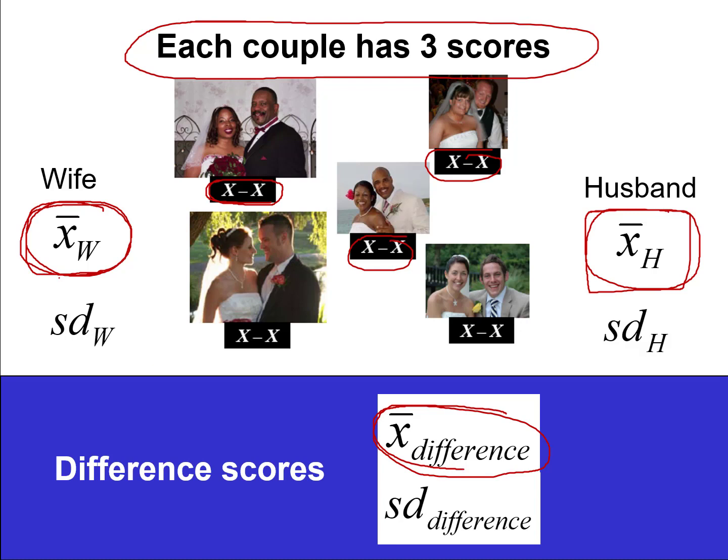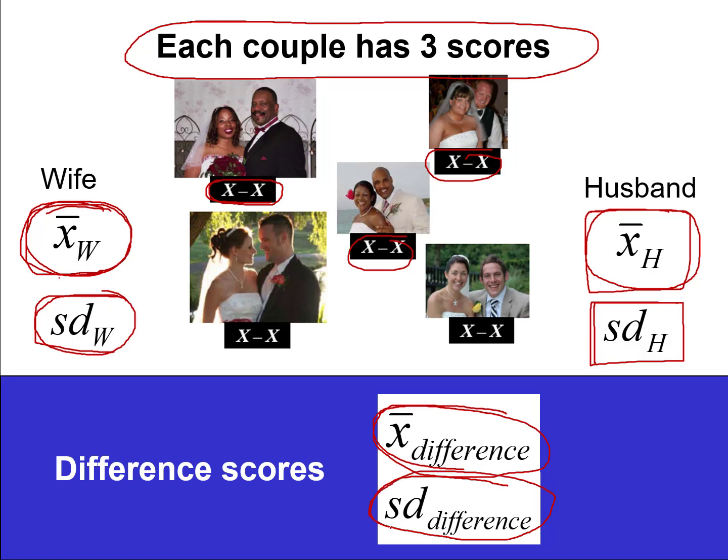And likewise, we can calculate the standard deviation for the wives' withdrawal scores. So each wife has a score on how much she tends to withdraw from conflict. And so we can calculate the mean for wife withdrawal and the standard deviation for wife withdrawal, and we get the SD subscript W. That's the standard deviation for wife withdrawal. And then we could calculate the standard deviation for the husband scores. SD subscript H would be the standard deviation for all the husband scores. And then we'll have this column of difference scores.